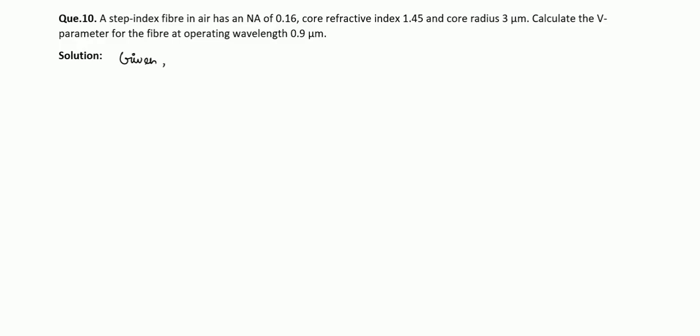We are given the numerical aperture, NA, is 0.16. Then we have the radius of the core, which we will write as a equals 3 micrometers. And then we have wavelength lambda equals 0.9 micrometer.